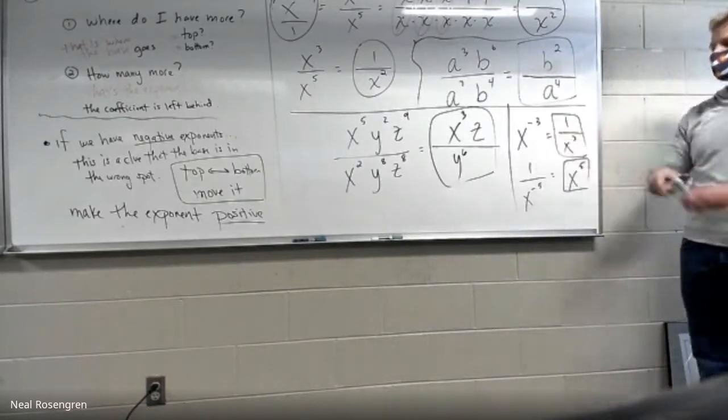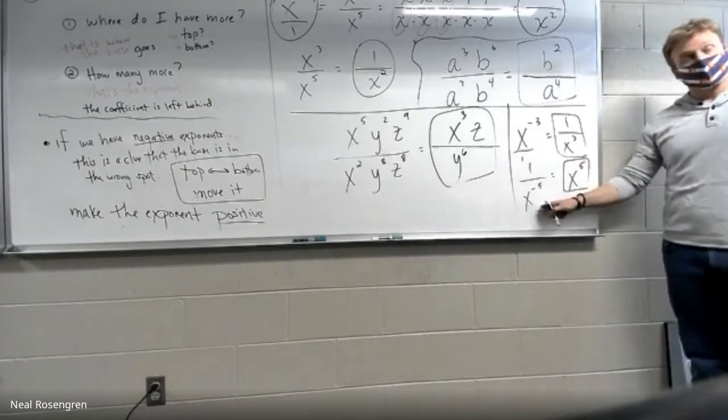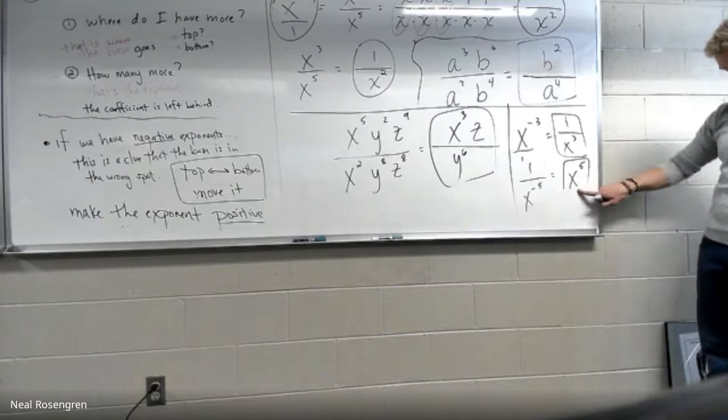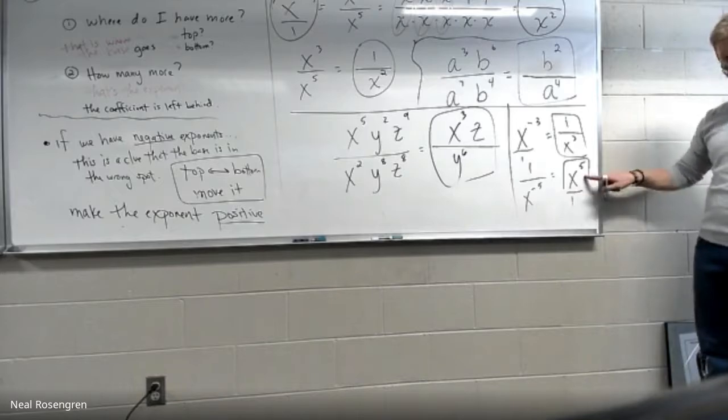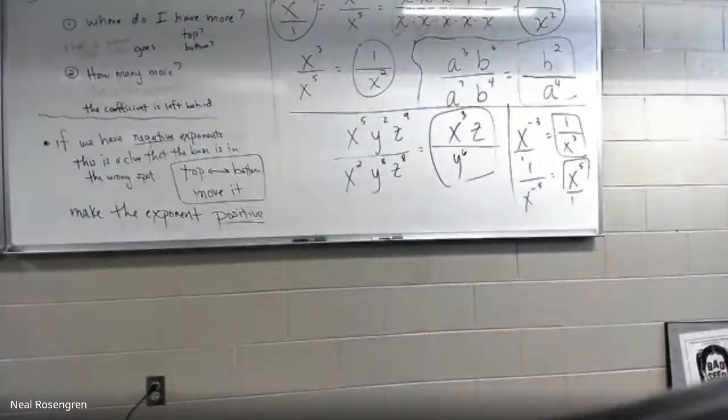Start it on top, over 1, move it to the bottom, make it positive. Start it on the bottom, move it to the top, make it positive. And that's all there is to negative exponents. But you have to do the movement. You actually have to move its location, top to bottom, bottom to top, before you can do anything else.